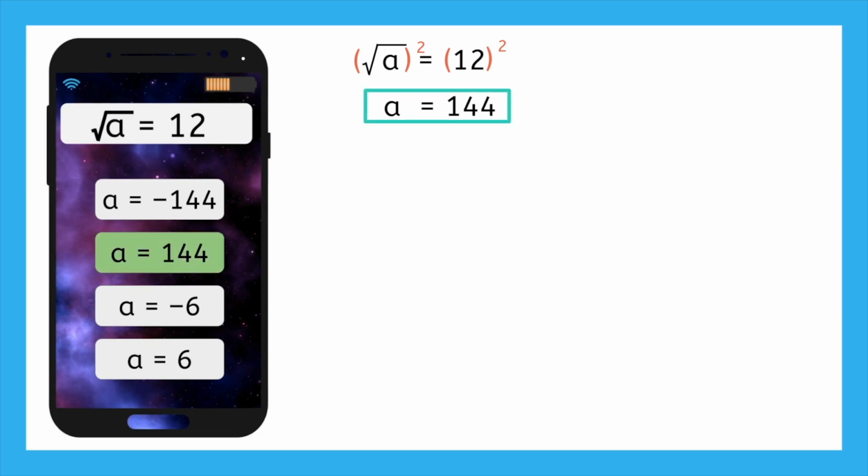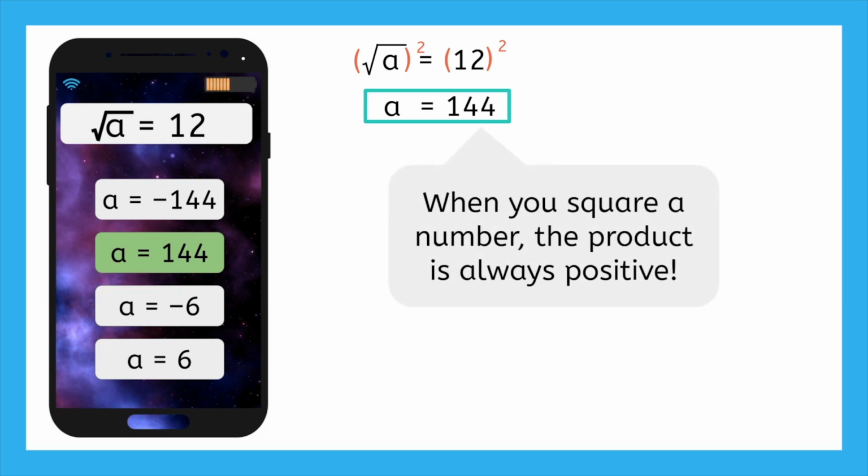Notice that this time we only have one solution, and it's positive. That's because when you square a number, the product is always positive, even if you start with a negative number. A negative times a negative is positive, and a positive times a positive is also positive. So when our inverse operation is squaring, we'll always end up with one positive solution.